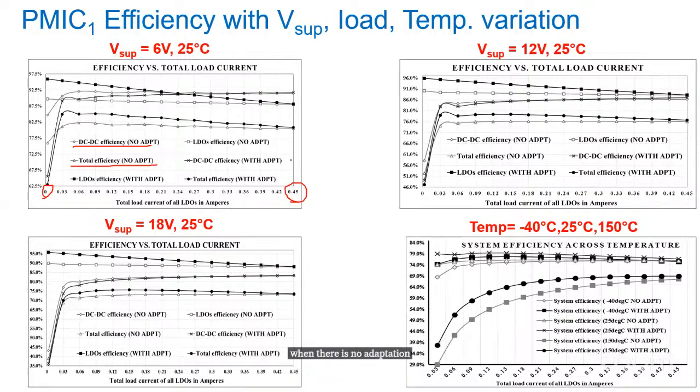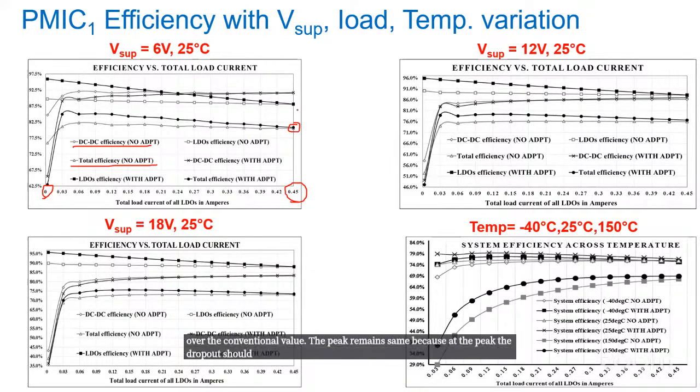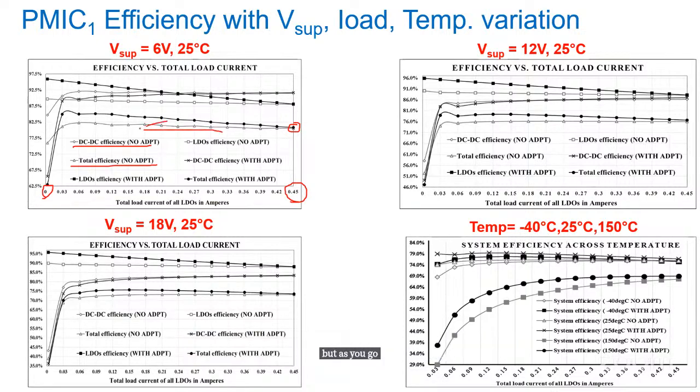And if you adapt the DC/DC adaptive bias, then you can see that the bold lines are giving you a better improvement over the conventional value. The peak remains the same, because at the peak the dropout should be the same in both cases. But as you go down with the LDO load current, you will see that the efficiency improves when you adapt the voltage. And this is tested at 6 volts, 12 volts, and 18 volts at room temperature.